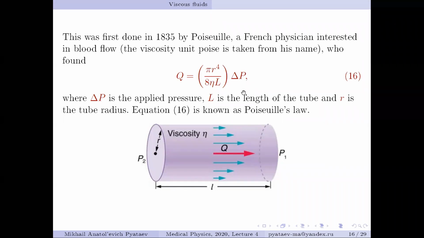So this equation is important from the point of view of understanding the behavior of blood in vessels. Another important application of this equation is the ability to measure viscosity, because all other quantities can be measured. We can measure delta P, we can measure L, we can measure R and Q. So if we measure all of them, we are able to calculate eta. It is almost a direct measurement, or I can say it is a direct measurement of viscosity eta.